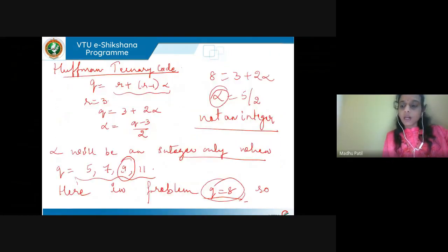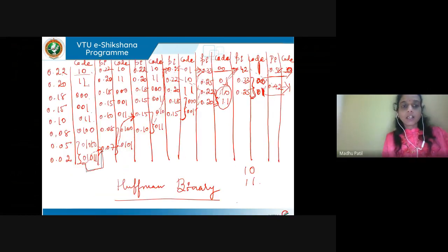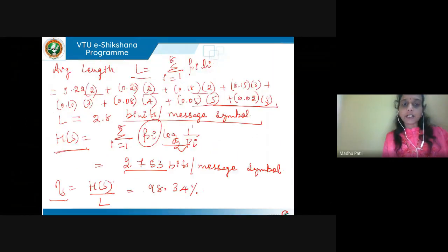Next, coming to ternary code. For ternary code, you have to use the equation Q is R plus R minus 1 into alpha. Alpha has to be an integer. If alpha is not an integer, you add a dummy symbol to the given probabilities. The symbol of probability 0 will be added to make it an integer.